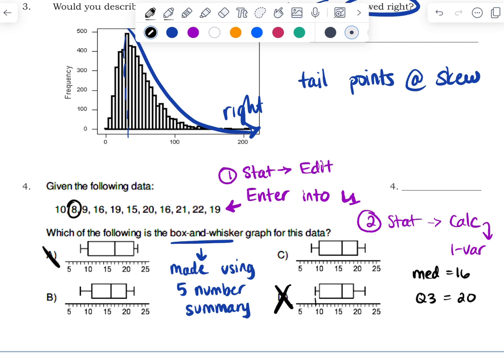And so the correct answer here is actually C, all right, because it has the right minimum, the right Q1, 16 for our median, and 20 for our Q3, and then 22 for our max, okay? So we're just matching up what goes.